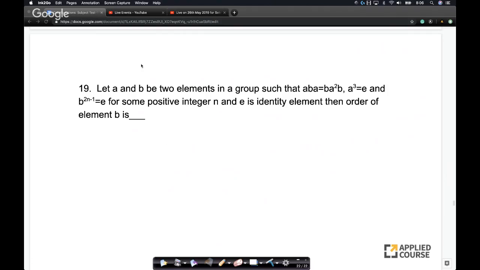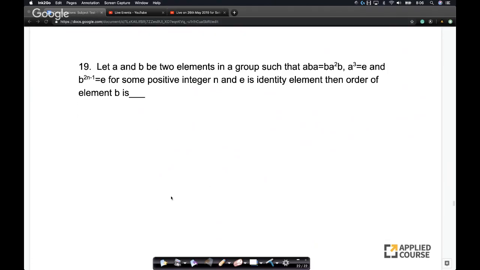Again, this was a hard problem when I solved it. So let me solve this problem for you. This was hard. It took me, I think, 10-12 minutes to solve this. So if A and B are 2 elements in the group such that it satisfies this, and A cube equals E, and this is also given for some positive integer n, and E is the identity element, then what is the order of B?